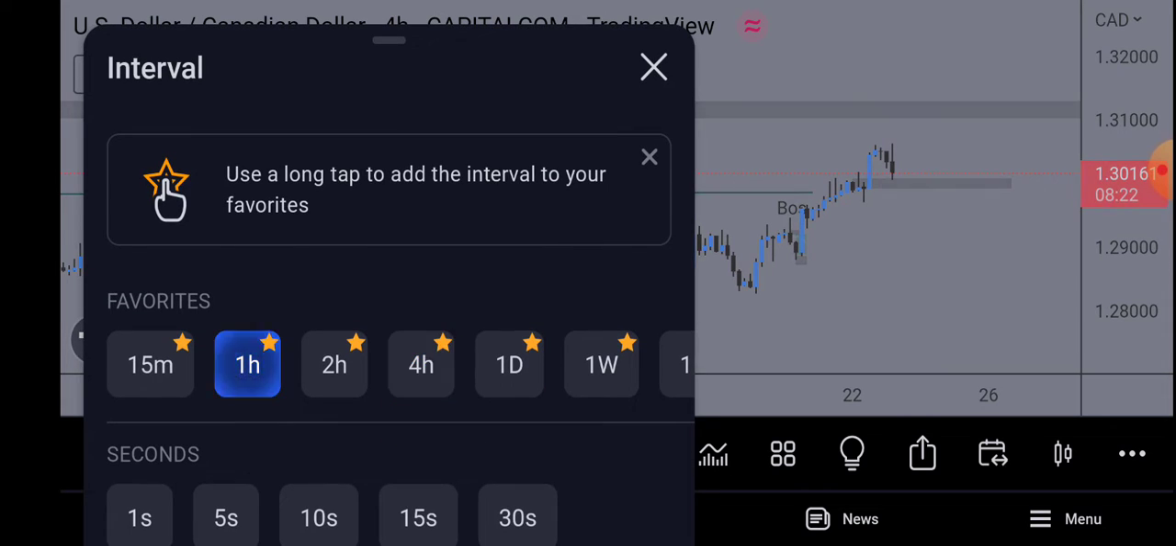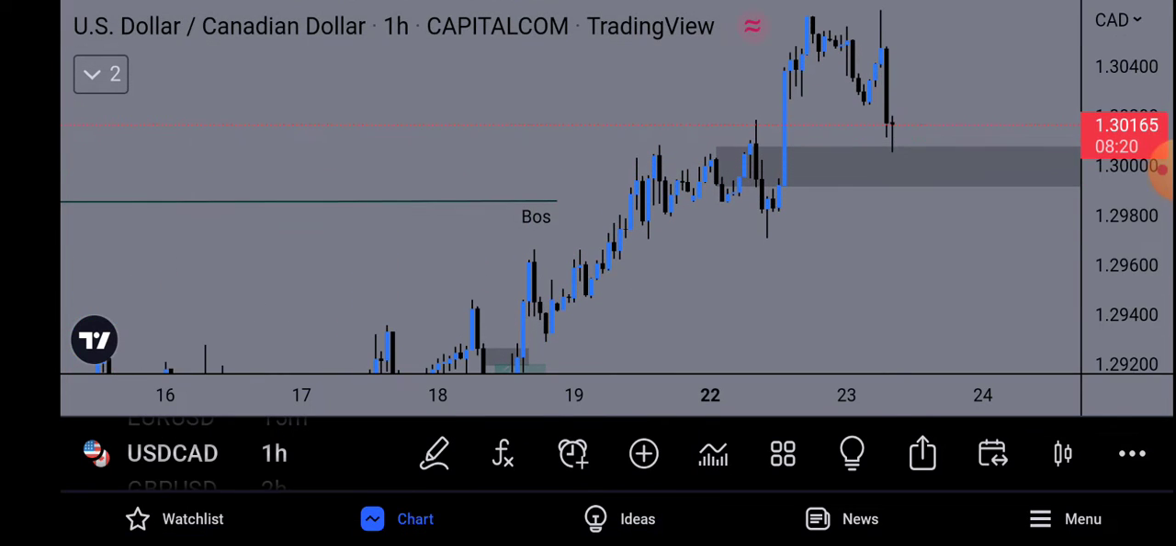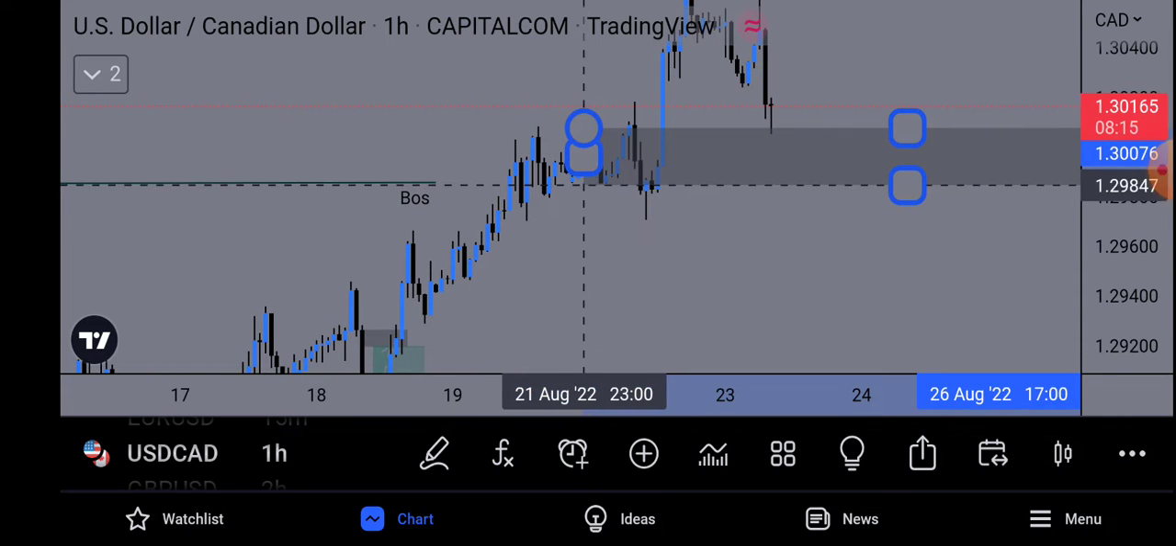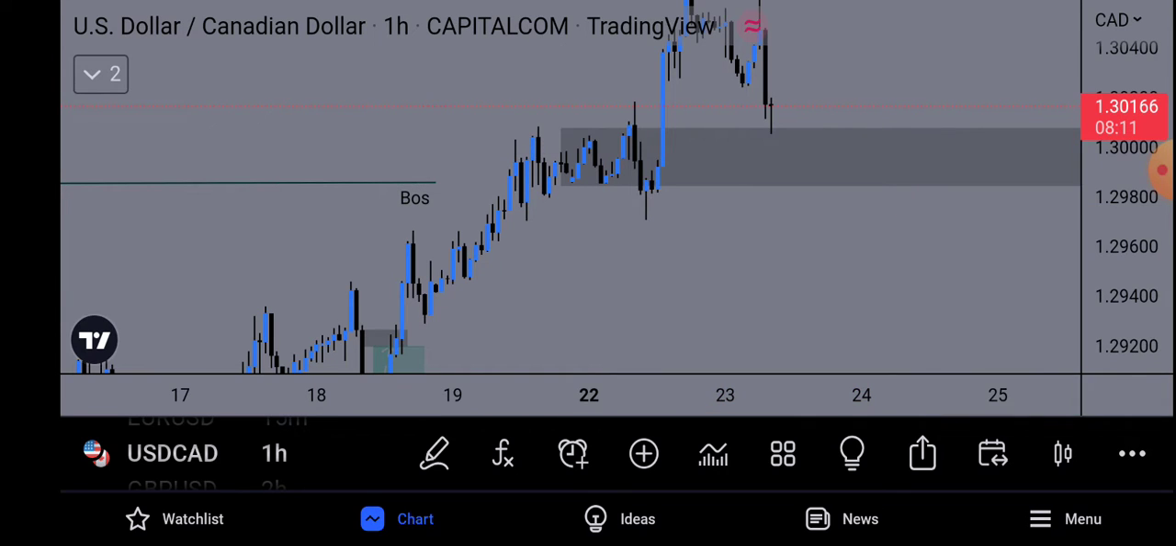So let me drop down to the 1-hour time frame to refine it further. Dropping down to the 1-hour time frame now, I can see that I'll refine the block, the rectangle I just drew, right?